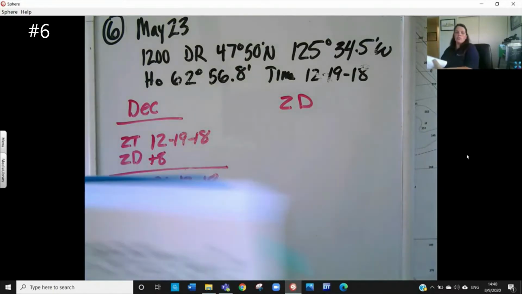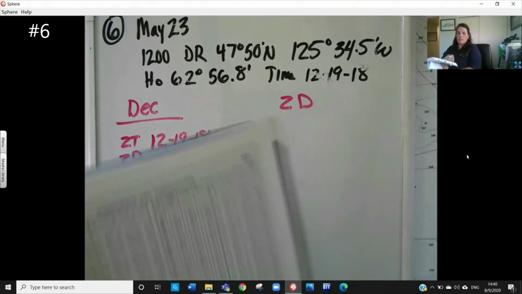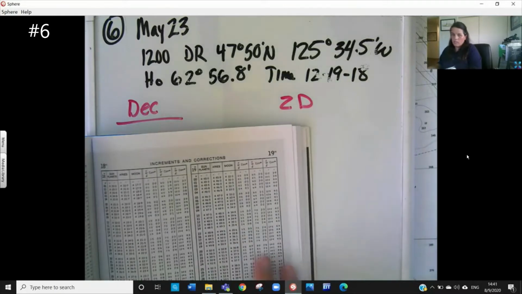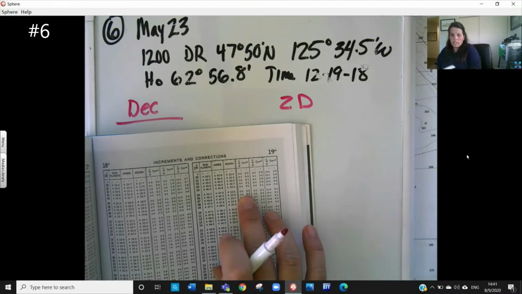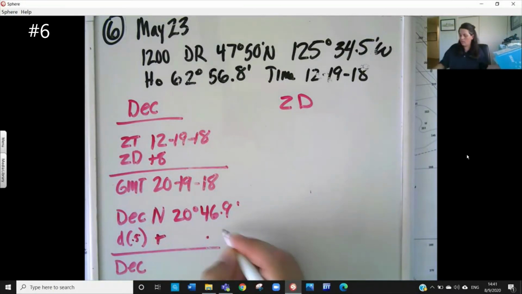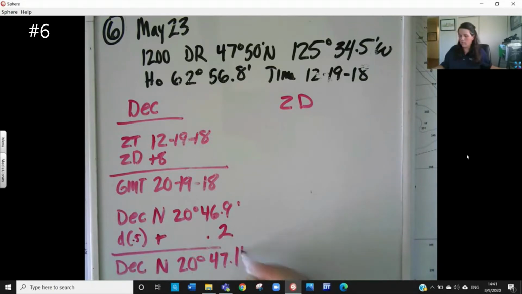So then we go to the minutes and seconds for our 19. We were at 19 minutes. So our little d was 0.5, so our correction is 0.2. We're going to be adding that 0.2. So we have a declination of 20 degrees, 47.1 minutes north.